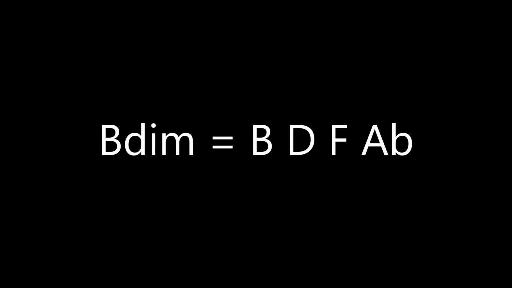Since there are only 3 diminished chords total, that means that there is one that we haven't talked about, and that's the B diminished. This has the notes B, D, F, and A flat. If we combine the notes of the C minor 6th chord and the B diminished, we get the C minor 6th diminished scale.